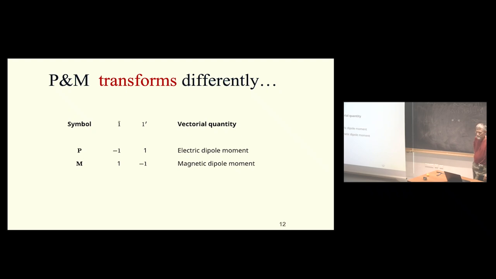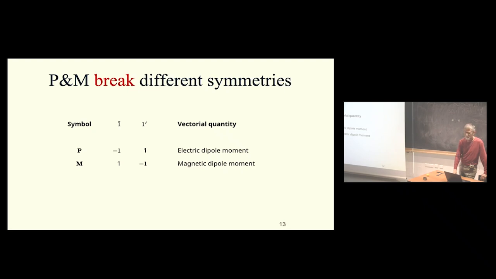Mael was saying that polarization and magnetization transform differently. There was some picture like that showing some action of symmetry operations. You can read this table also in a different way. It's the same thing, right? Polarization and magnetization, if you put them in space, break different symmetry operations. Okay, so this is what I have in mind by breaking.